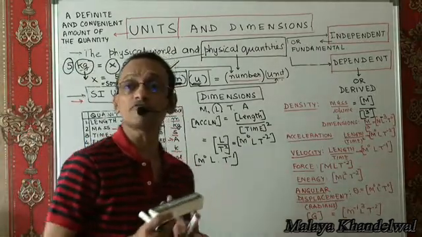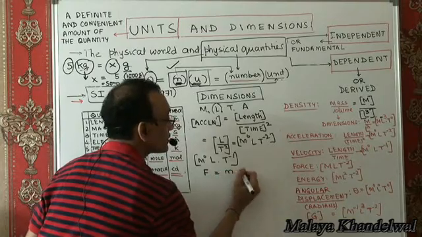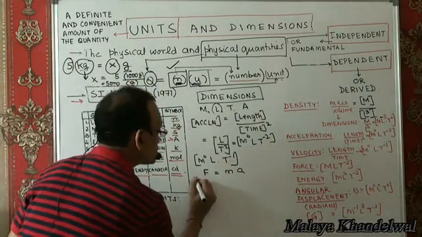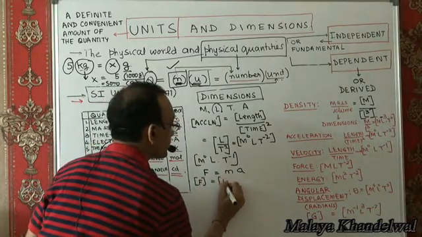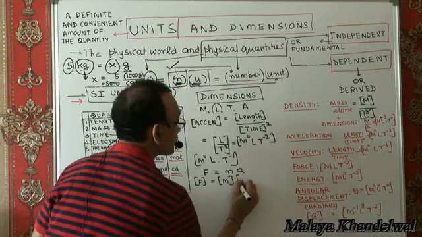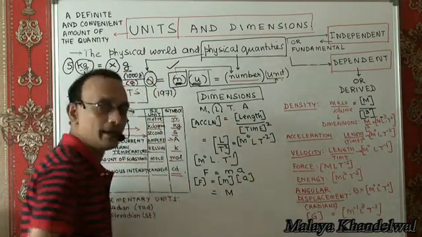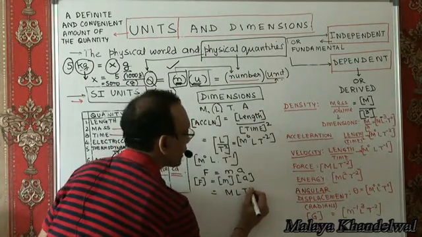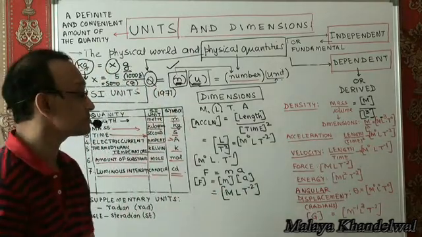Let's look at dimensions of force. Realize force is mass into acceleration. So dimensions of force would be dimensions of M into dimensions of acceleration. And dimensions of M are simply M, mass, and acceleration is L T to the power minus 2. So these are the dimensions of force, M L T to the power minus 2.